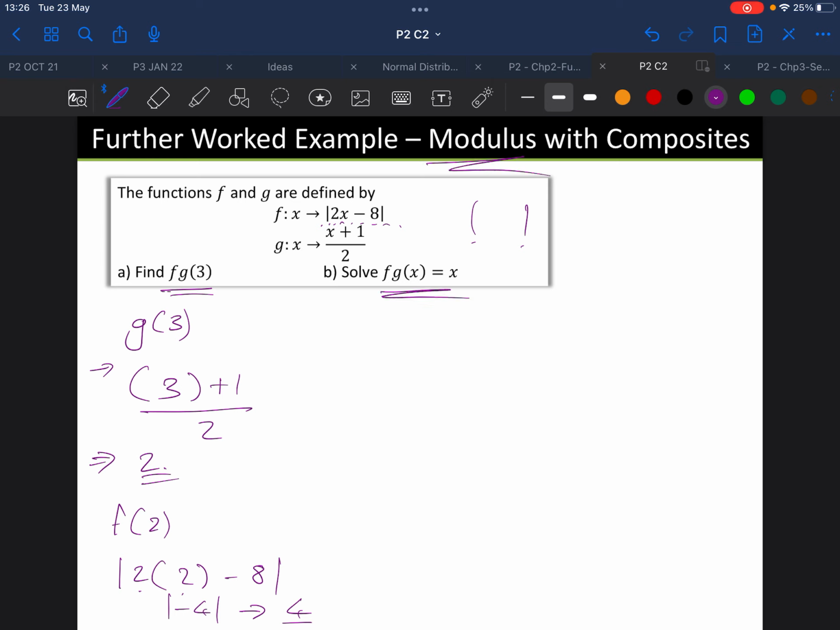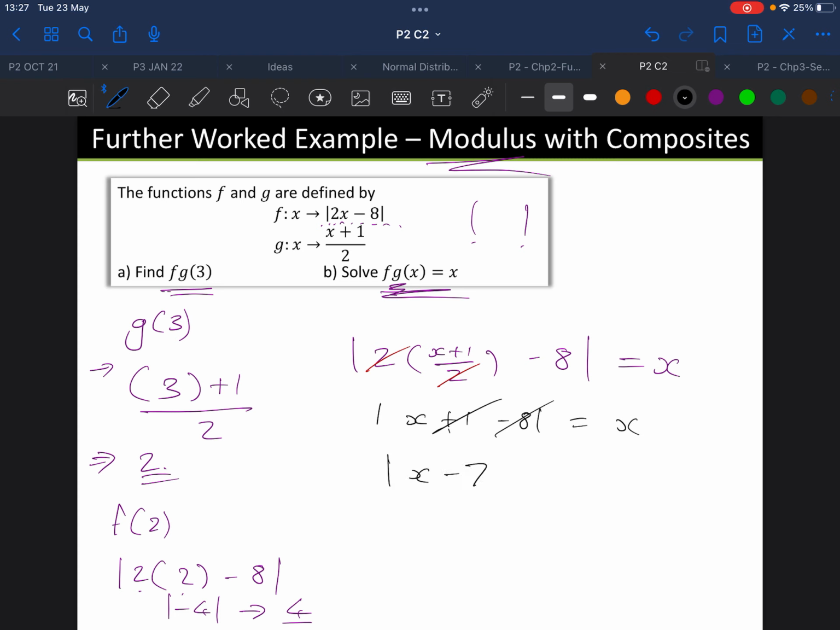Let's do another one. So solve this one here. So f of g: I'm going to write out the f rule, which is like that, equal to x, and then I'm going to put the g rule inside, which is like this. Do some simplifying, and I get the modulus of x plus 1 minus 8 is equal to x. That's the same as the modulus of x minus 7 is equal to x.